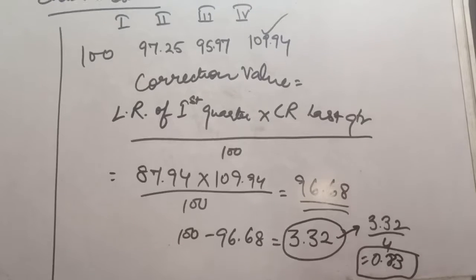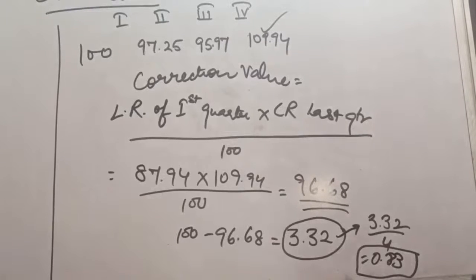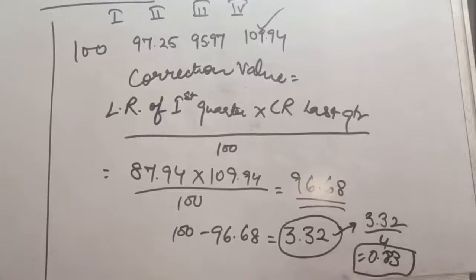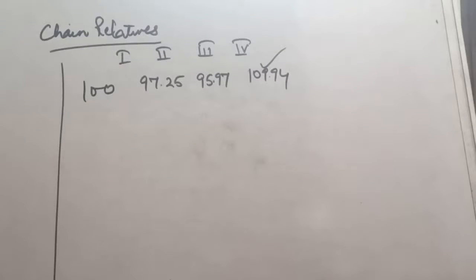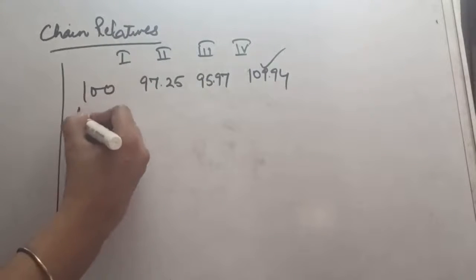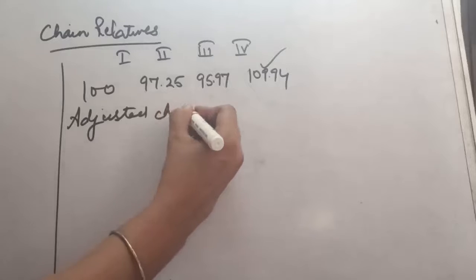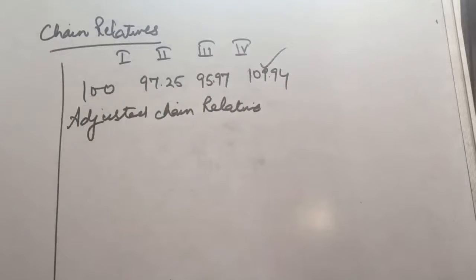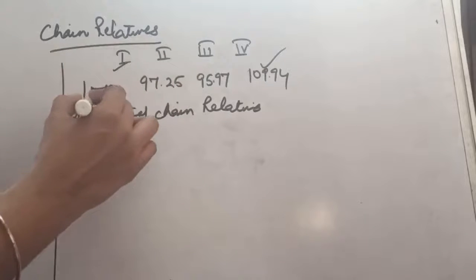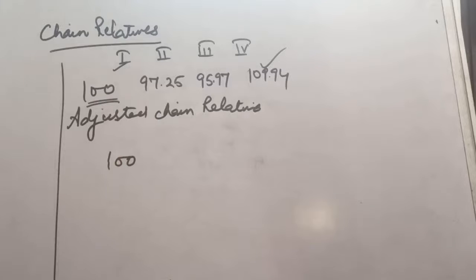Now what we will do is make use of this correction value and try to make an adjustment in our chain relative by adding and subtracting in different quarters. Let us see how we do it. So these were the values of our chain relatives. From here we will now calculate adjusted chain relatives. A very simple process we will have to apply. In the first quarter, our chain relative is already 100. There is no need for adjustment. It will be 100 only.